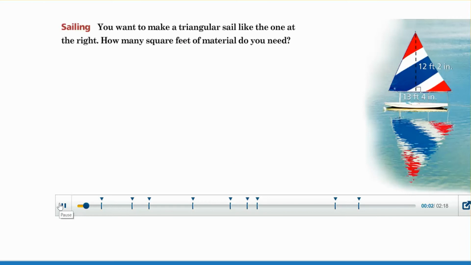In this problem, you will find the area of a triangle. You want to make a triangular sail like the one at the right. How many square feet of material do you need? Step 1. Convert the dimensions of the sail to inches.